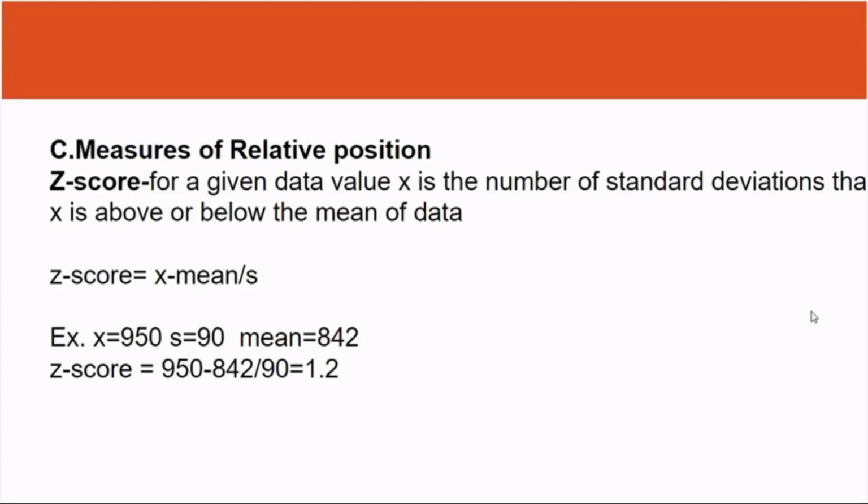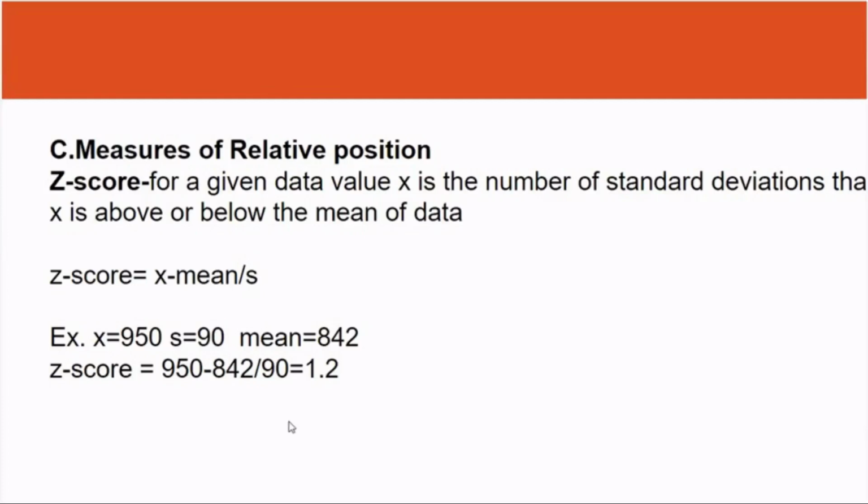C, measures of relative position. In order for you to get the relative position, you need to find the z-score. The z-score for a given data value x is the number of standard deviations that x is above or below the mean of the data. To solve the z-score, it is just equal to x minus mean over the standard deviation, so x minus mean over s.